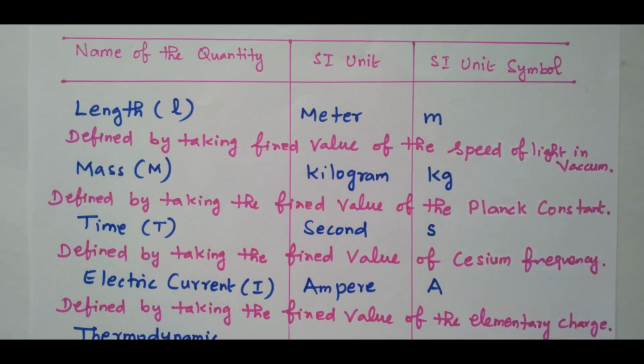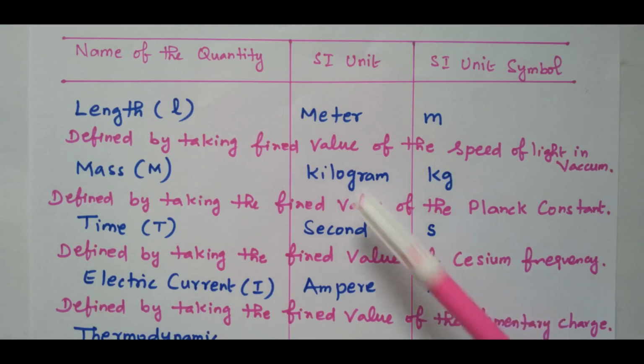This one, constant. The third one is time. The unit is second. Yes, we know that time is measured by either second or minute or hour. The base unit is second. But what is second? By taking the fixed value of cesium frequency. The cesium frequency is the reference. 1 second is defined internationally by cesium frequency.